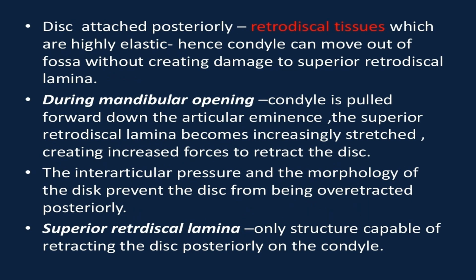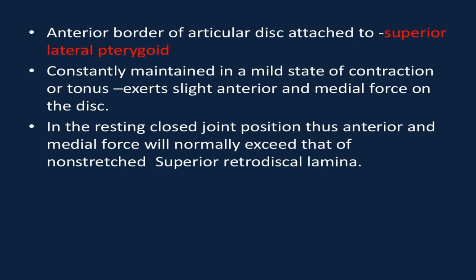91. The disc is attached posteriorly to retrodiscal tissues, which are highly elastic, hence the condyle can move out of the fossa without creating damage to the superior retrodiscal lamina. During mandibular opening, the condyle is pulled forward down the articular eminence. The superior retrodiscal lamina becomes increasingly stretched, creating increased forces to retract the disc. The interarticular pressure and the morphology of the disc prevent the disc from being over-retracted posteriorly. The superior retrodiscal lamina is the only structure capable of retracting the disc posteriorly on the condyle.